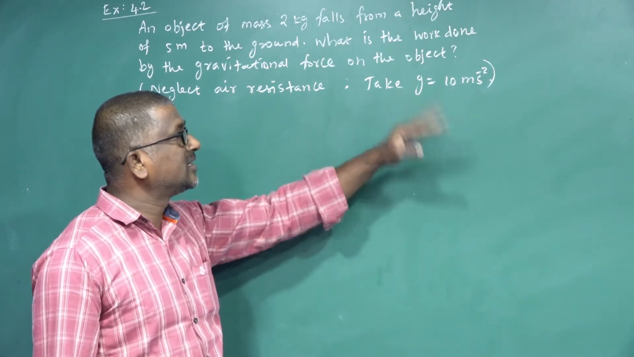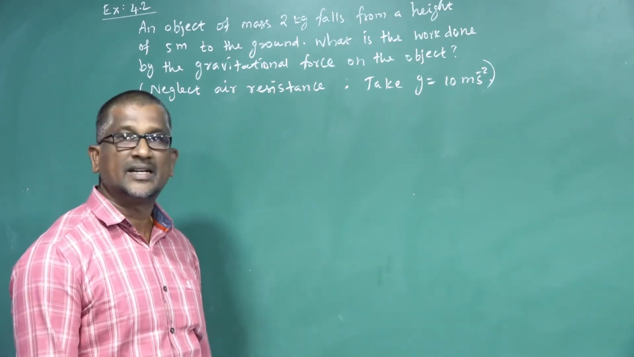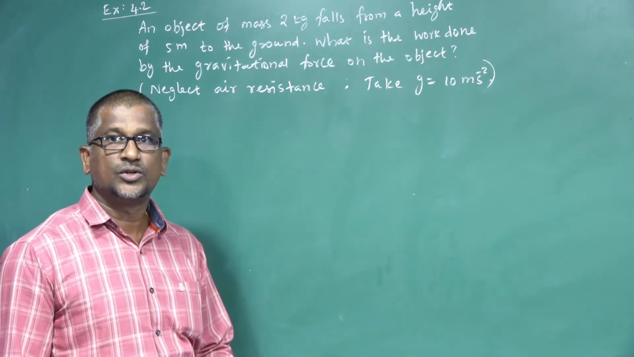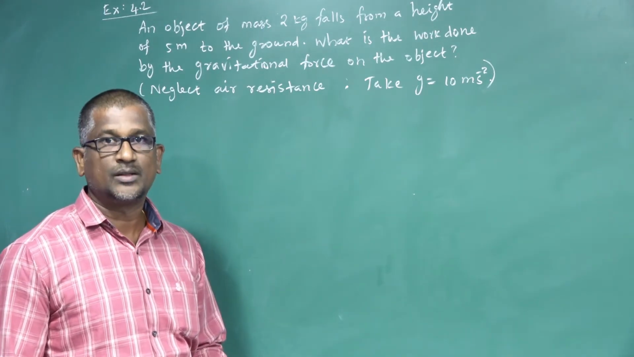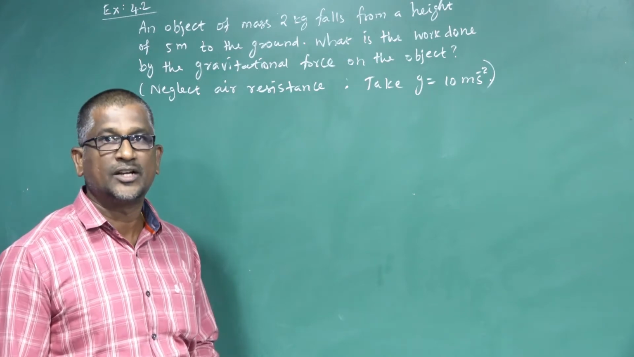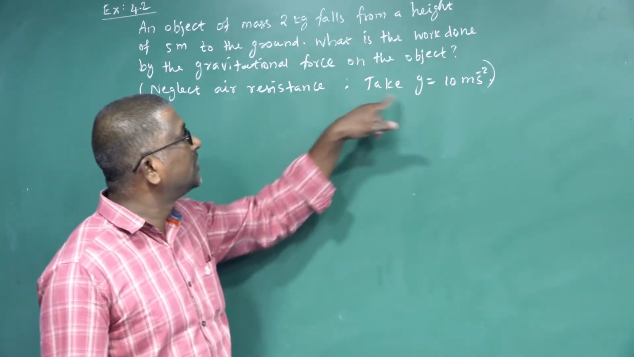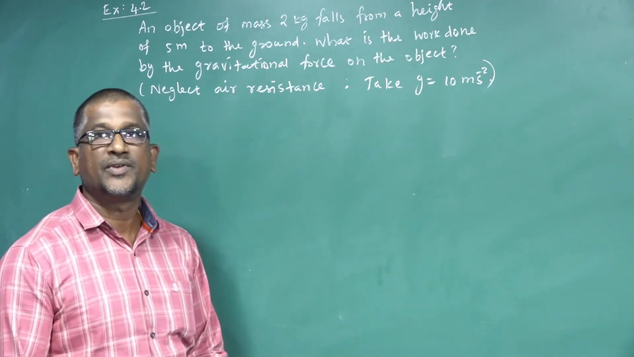And take the acceleration due to gravity as 10 meter second power minus 2 instead of 9.8. Actually, the acceleration due to gravity near the surface of the earth is 9.8 meter second power minus 2. Instead of that value, in this problem we just take g is equal to 10 meter second power minus 2.